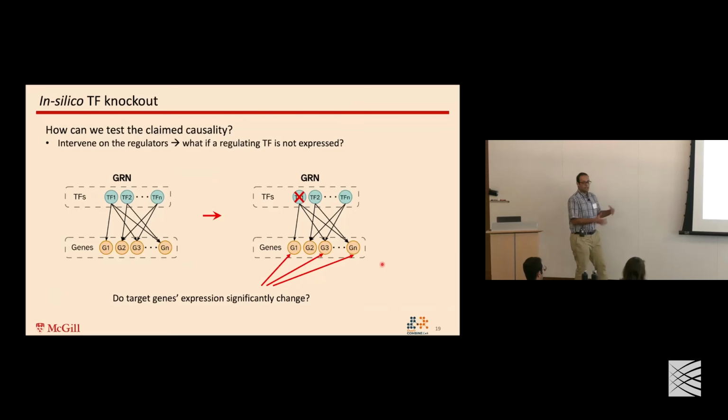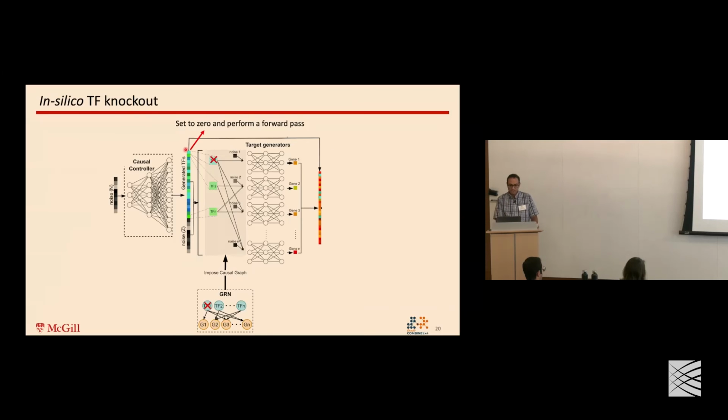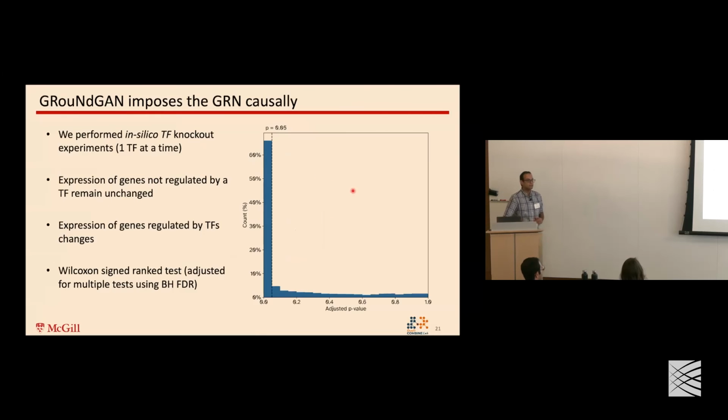And we can do this also using GRouNdGAN on the simulated data, because as Yazdan mentioned, this model allows us to sample from interventional distributions and not just observational. So the way we can do this is by, in the output of the causal controller for a particular transcription factor of interest, setting its value to 0, which effectively does an in-silico TF knockout experiment for us. And then we can do a forward pass while keeping other parameters fixed to see how the expression profile has changed. And we did that 1 TF at a time for all the TFs in our GRN.